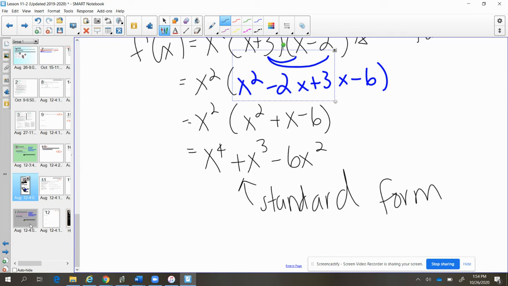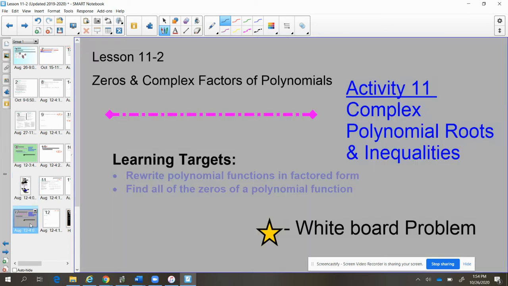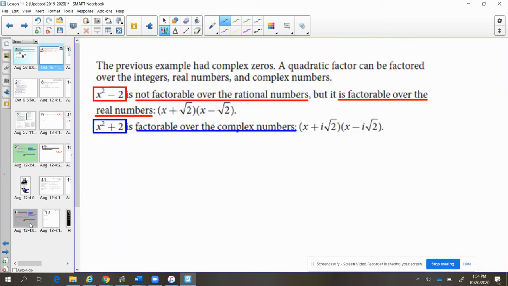Now, the first part of 11.2 is a lot of review. We're going to look at polynomials and factoring, and then we're going to talk about the forms. So this first part, just a reminder, anytime we have complex roots that are not factorable over rational numbers, they might be factorable over real numbers versus factorable over complex numbers. We're talking about taking that square root of a positive number versus a negative number. That's what the lesson starts off as.